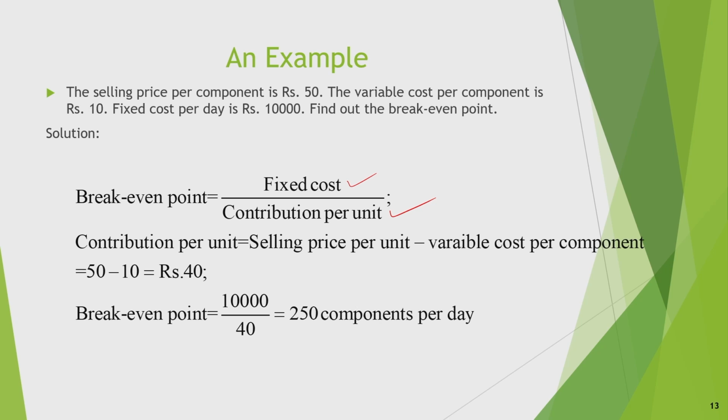Contribution per unit is equal to selling price per unit minus variable cost per component. So, selling price is 50, variable cost is 10, so this becomes rupees 40. Therefore, break even point becomes 10,000 divided by 40, that becomes 250 components per day. So, if we make 250 components per day, then we will not experience loss.